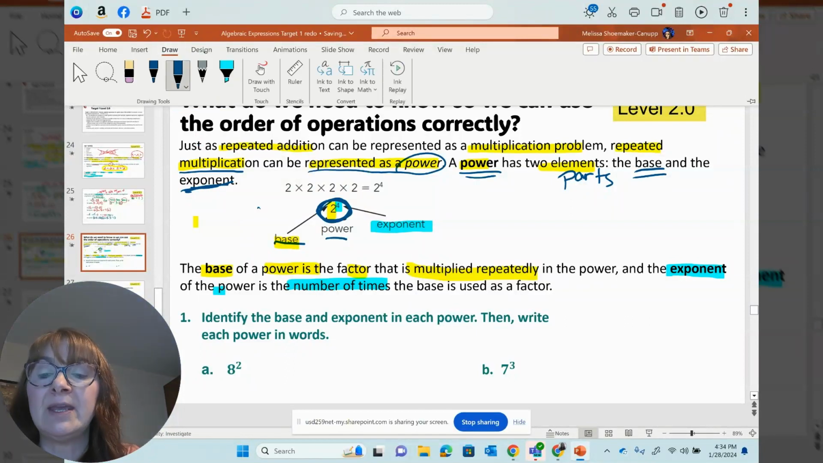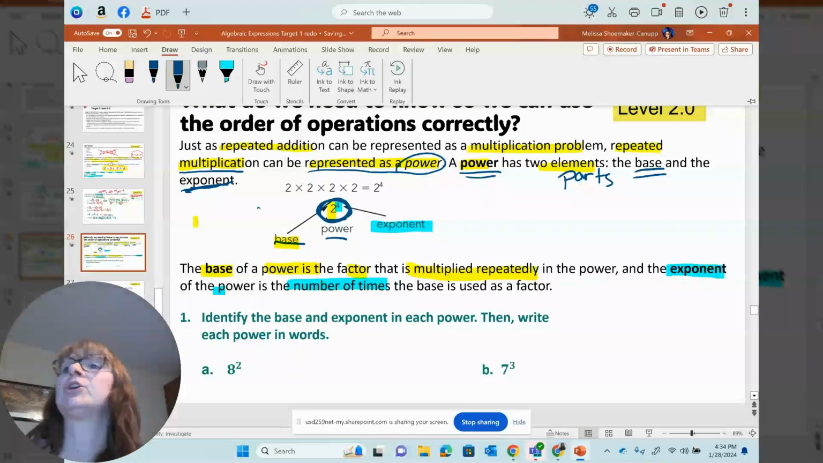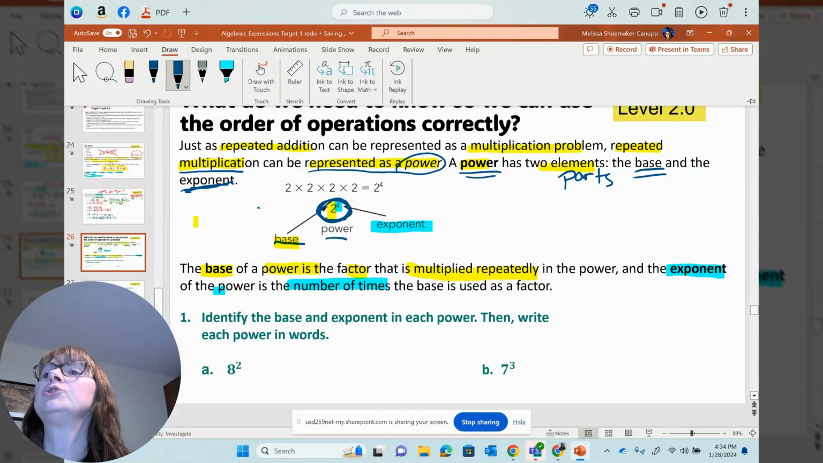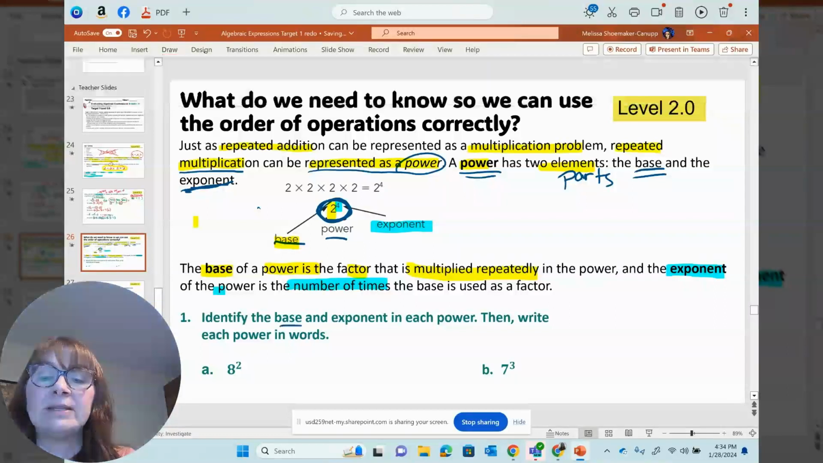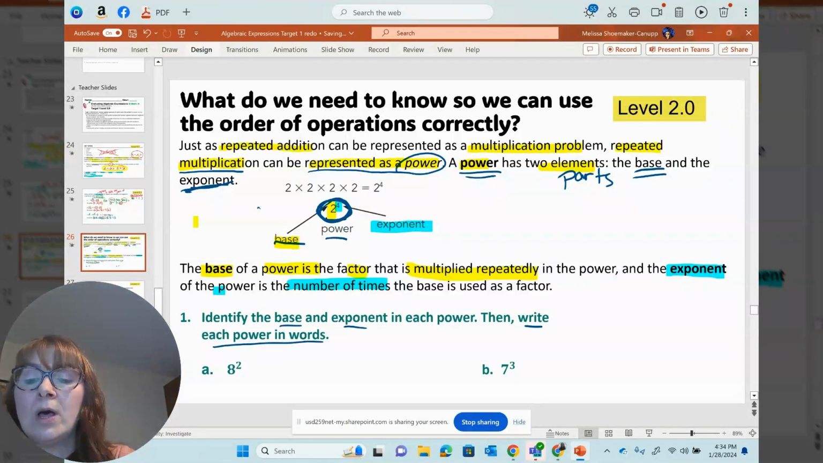I have 8 squared. You have 7 squared. Also, right in the middle of your page, you can read a power in 2 different ways. 2 to the 4th power, 2 raised to the 4th power. So I want you to think about that as we identify the base and the exponent in each power, then write each power in words. Well, mine, the 8 is going to be the base. The 2 is the exponent.